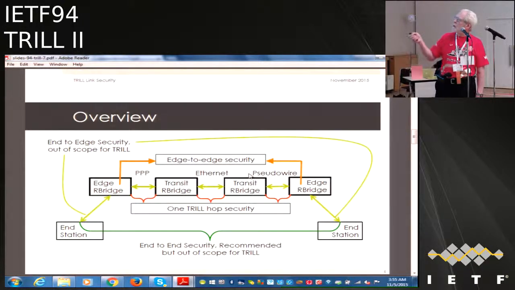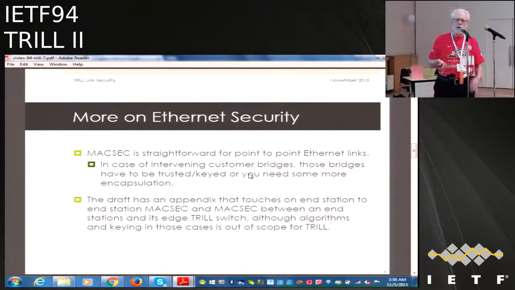Then you have TRILL hop security: PPP, Ethernet, and pseudowire, one-hop TRILL security. And edge-to-edge would be from the ingress to the egress in both directions. Since we're talking about Ethernet at the end stations, and MACsec is the standard kind of encryption for Ethernet, that seems like the natural thing to do on links. The idea is to use whatever the natural security is for the particular link technology.